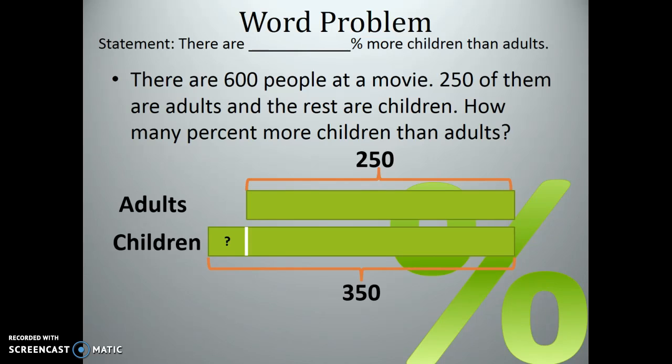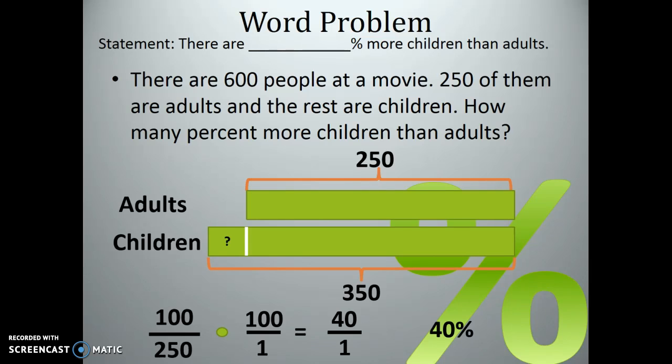Then we're going to find the difference between 350 and 250, so children minus adults, and we're going to compare that to adults. Our than is adults in this word problem. So 100 is our difference. We put that over 250, and then we're going to convert that to a percentage. And we are going to find that that is 40%, and our statement is there are 40% more children than adults.